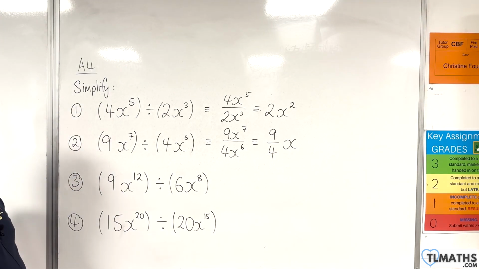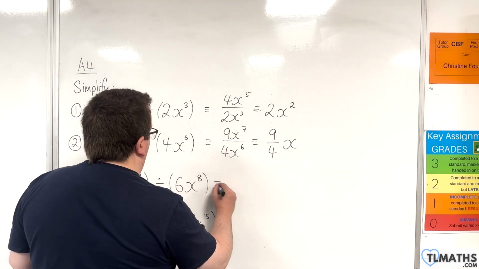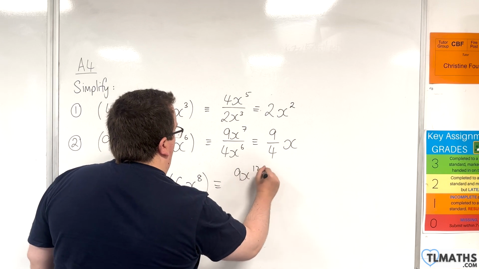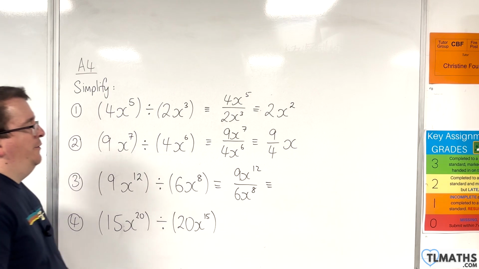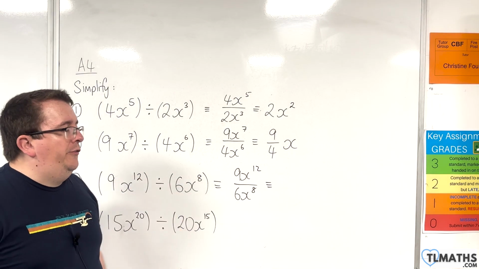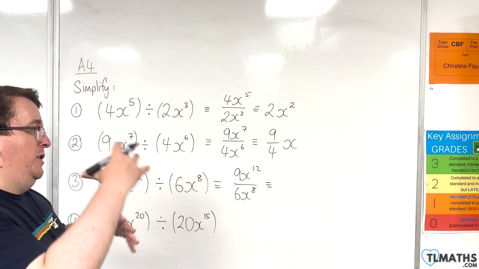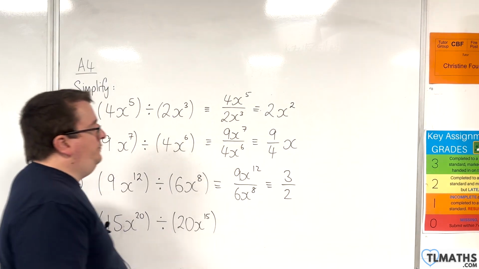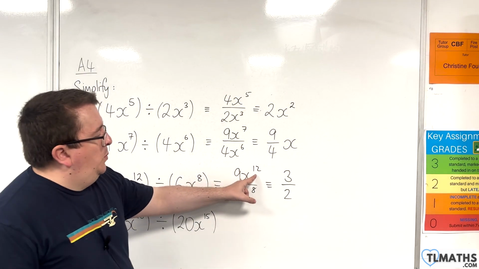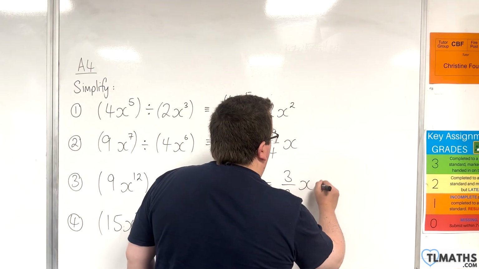Okay. Then we have number 3, 9x to the 12 divided by 6x to the 8. So 9x to the 12 over 6x to the 8. So deal with the coefficients first. 9 divided by 6. Now 9 over 6 can be simplified dividing top and bottom by 3. So we'll have 3 halves. Then we have x to the 12 over x to the 8. 12 take away 8 is 4, so x to the 4.